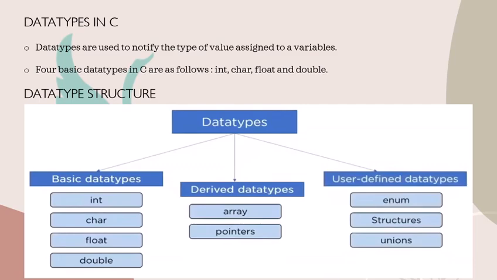Next, data types in C. Data types are used to specify the type of value assigned to a variable. Four basic data types in C are as follows: int, char, float, and double. Data types are of three types: basic data types, derived data types, and user-defined data types. Basic data types: int, char, float, double. Derived data types: array, pointers. User-defined data types: enum, structure, unions.